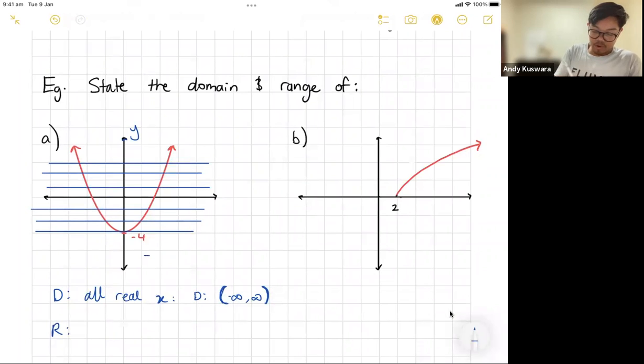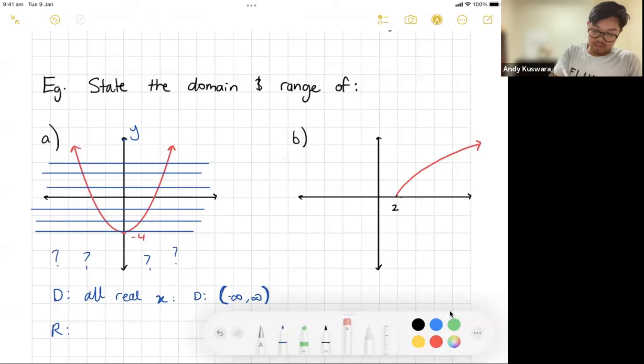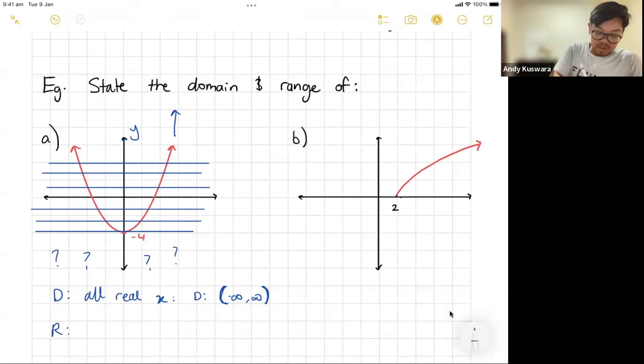Okay, now there's no function down here. My graph doesn't exist down there. And I can see here that my graph is going to go up forever this way and up forever that way.